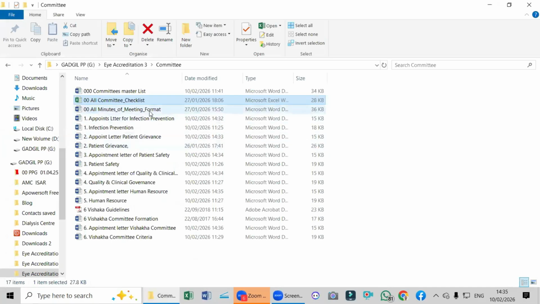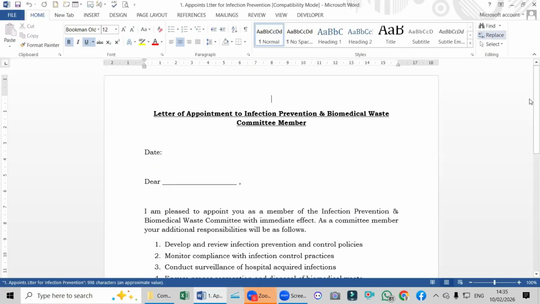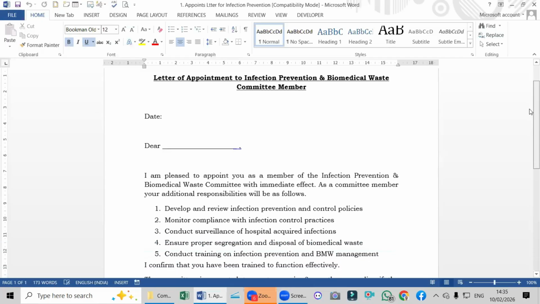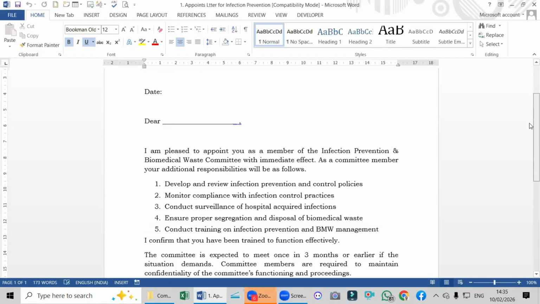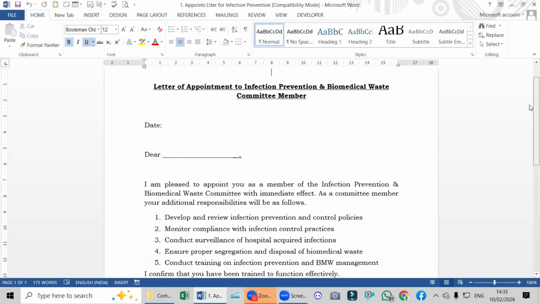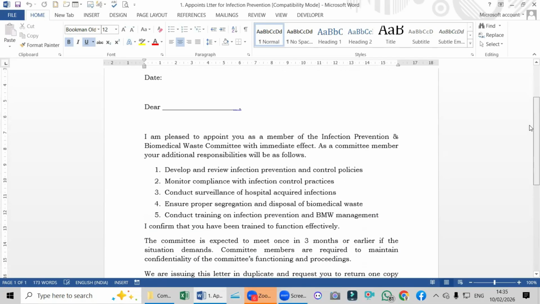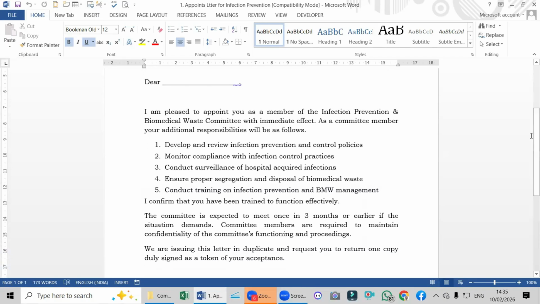Minutes of meeting is over. Now let's open the infection appointment letter. Okay. Now we'll come to the appointment letter that whosoever you are appointing as a committee member, this is the appointment letter you have to issue. Now I am giving you an example of, say, the infection prevention waste committee. So put the date, Dear Dr., Mr., Mrs., Miss, whatever. Then I am pleased to appoint you as a member of so and so.